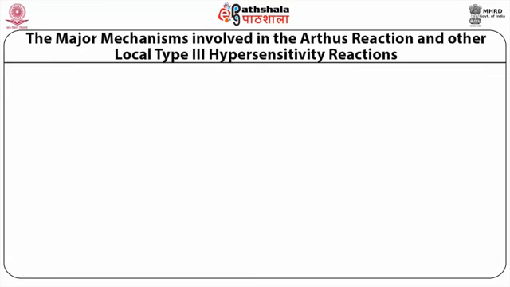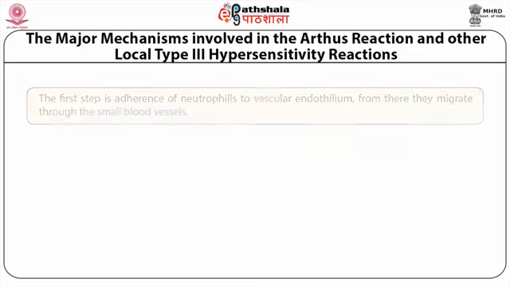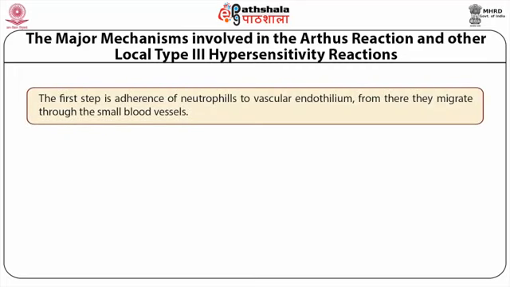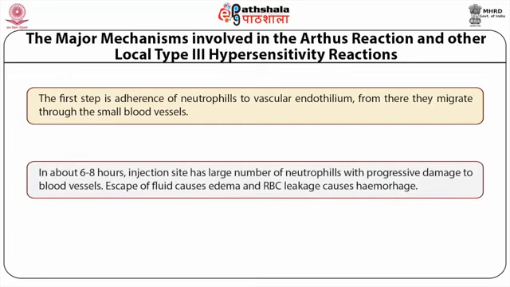Let us look at the major mechanisms involved in the Arthus reaction and other local type 3 hypersensitivity reactions. The first step is adherence of neutrophils to vascular endothelium. From there, they migrate through the small blood vessels. In about 6 to 8 hours, the injection site has a large number of neutrophils with progressive damage to blood vessels. Escape of fluid causes edema and RBC leakage causes hemorrhage.